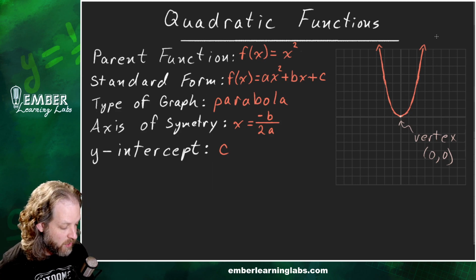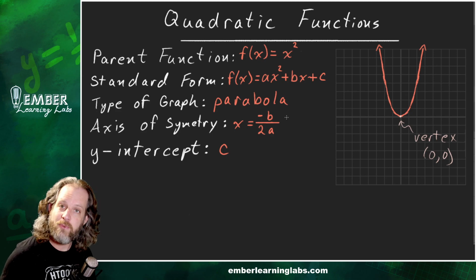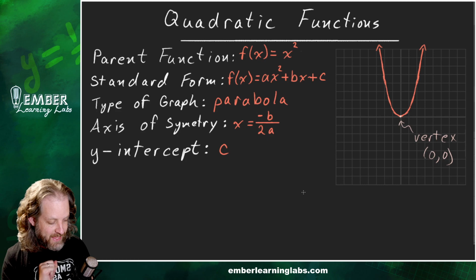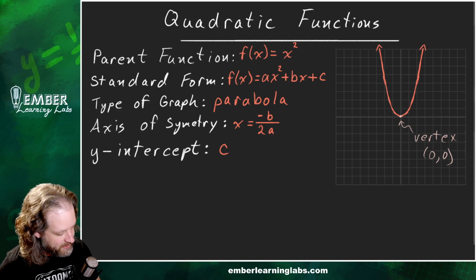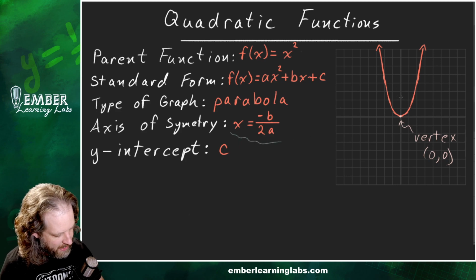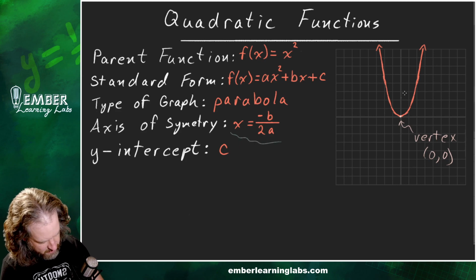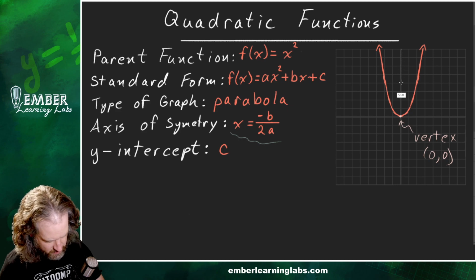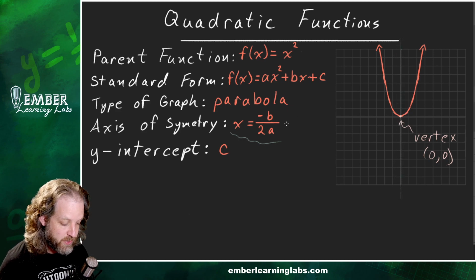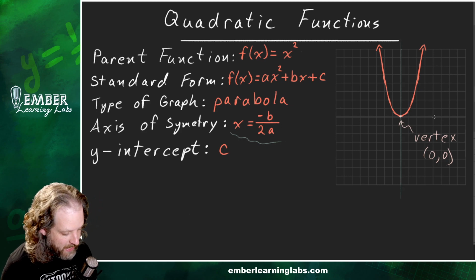This shape is called a parabola, a parabolic shape. To find the axis of symmetry, so what is the axis of symmetry? We're talking about this line right here. The axis of symmetry is right here. And in order to find the axis of symmetry, we use this formula.